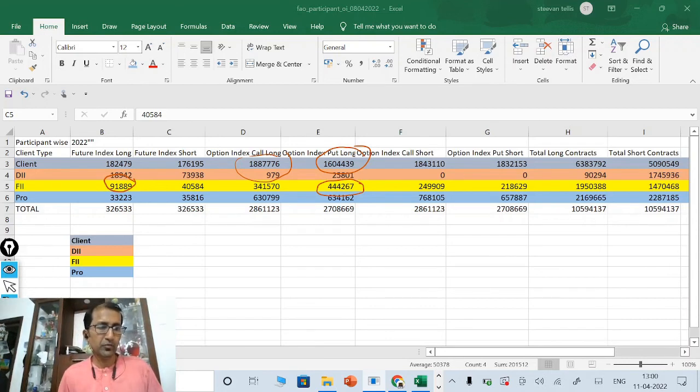Now let me come to the professional traders, marked with the blue color. You can see professionals are almost neutral. They have some call short positions, which indicates that the market is not going to go higher. So that is the derivative position client wise.